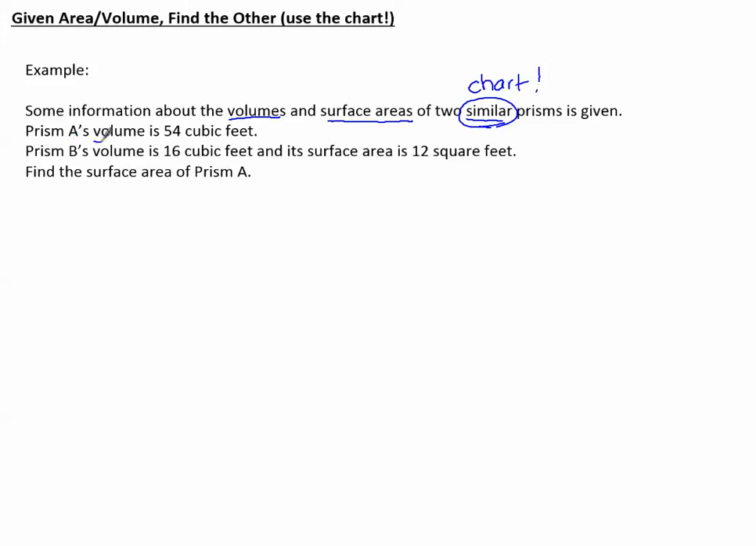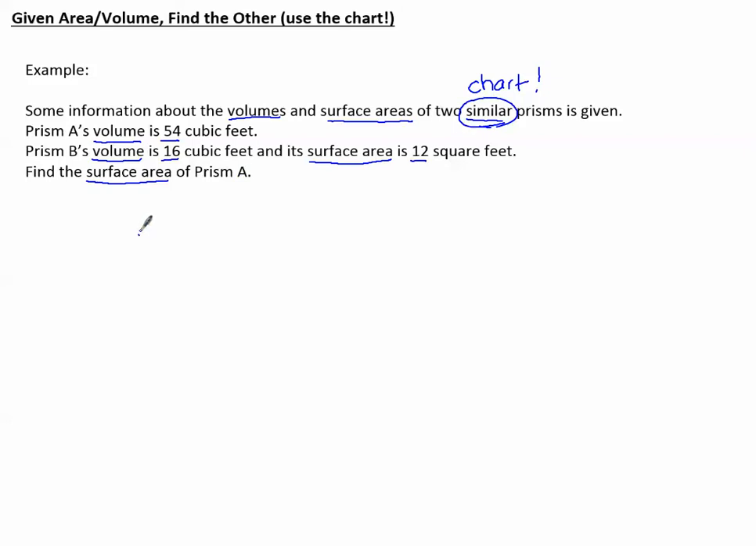Prism A's volume is 54 cubic feet. Prism B's volume is 16 cubic feet, and its surface area is 12 square feet. Find the surface area of prism A. Let's start by thinking when it's similar, we make the chart.